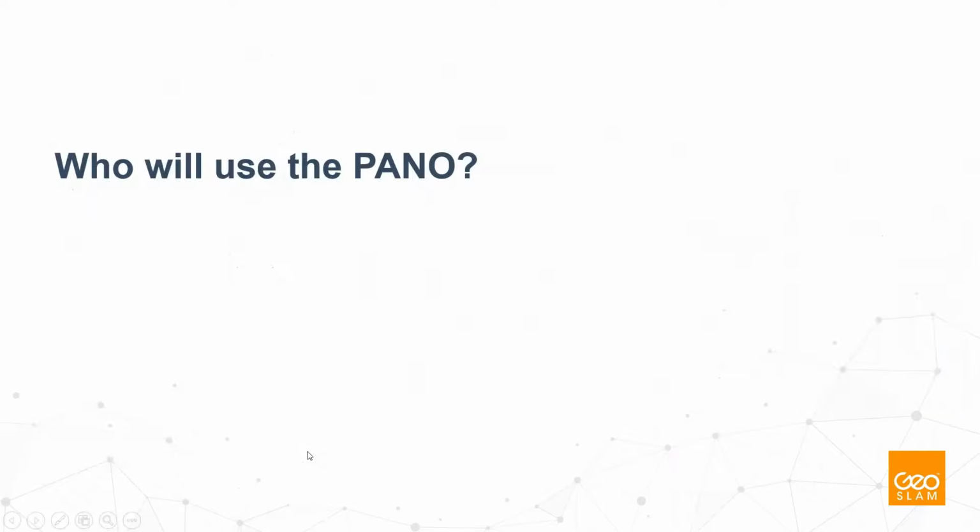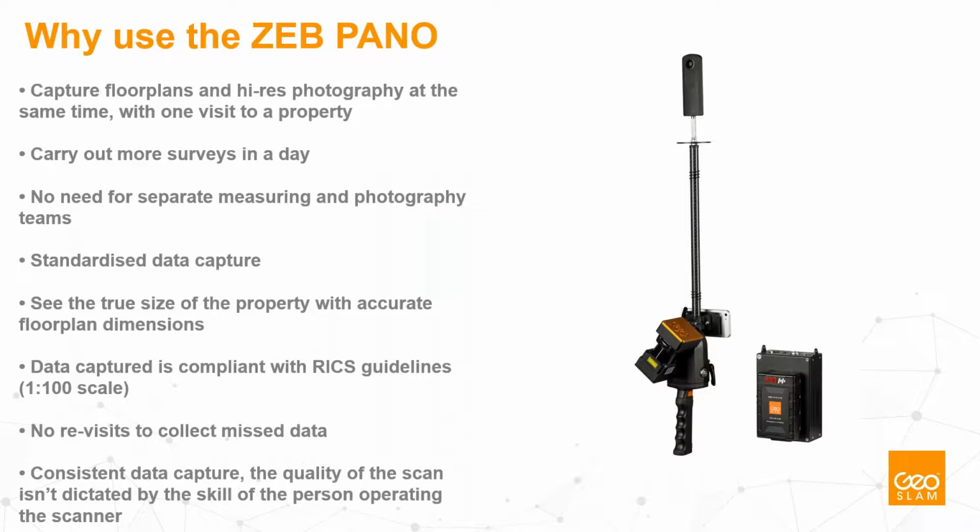Okay, so then who is going to use the Pano? Or why would someone use the Pano? Just there on the right, a quick image of what the product actually looks like. This is essentially the ZEB Revo RT solution, where we have the ZEB Revo on the left and the processing unit for the real-time system on the right. These are obviously connected by the ZEB main cable. And then there is a carbon fiber pole with the ZEB Pano camera mounted on the top.